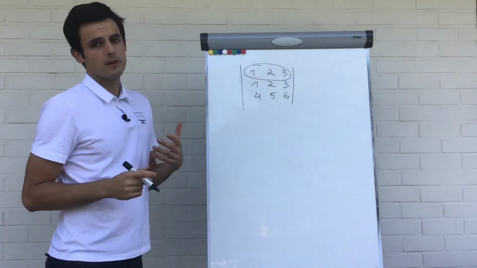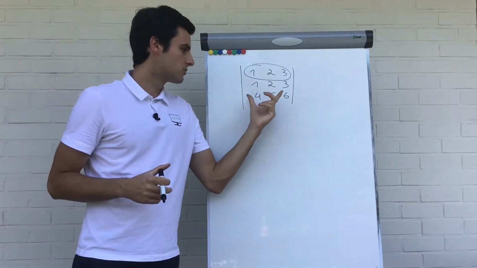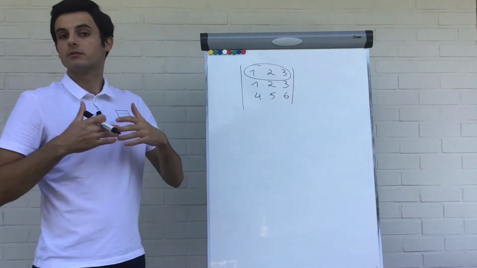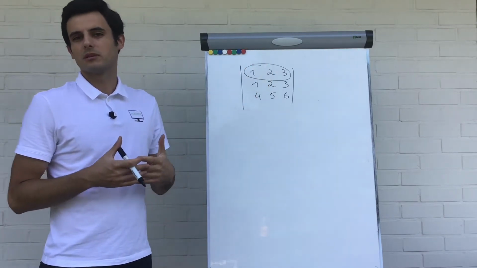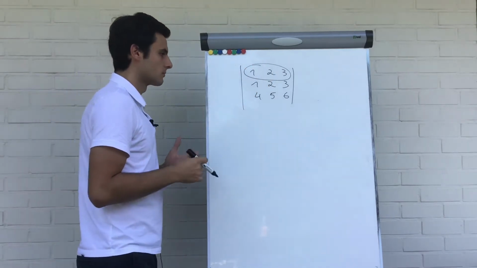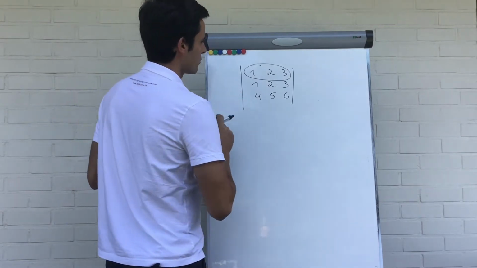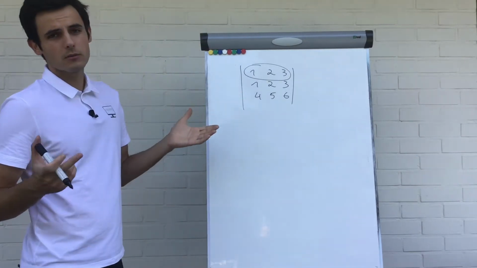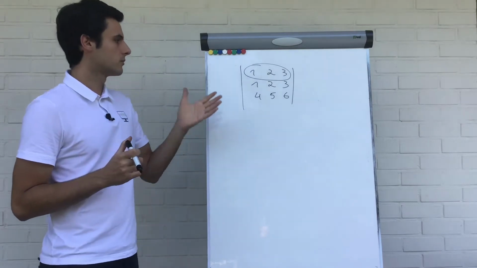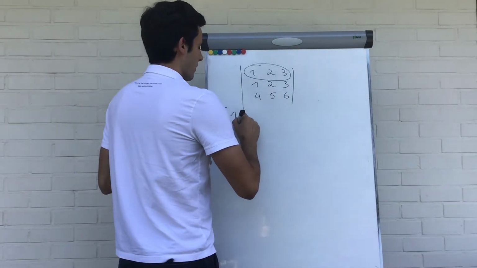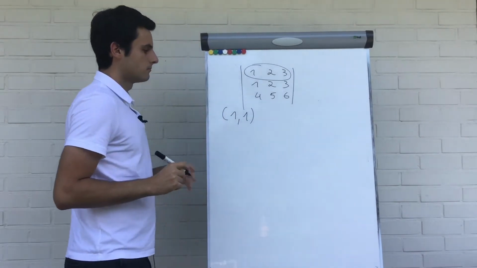When does it matter? For instance, when you have two zeros in a row or a column, it's best to take that row or column, because 0 multiplied with something is 0. So it's easier. But here there are no zeros. So first row, we start with the first element. So the first element is 1, and it has row number 1 and column number 1.